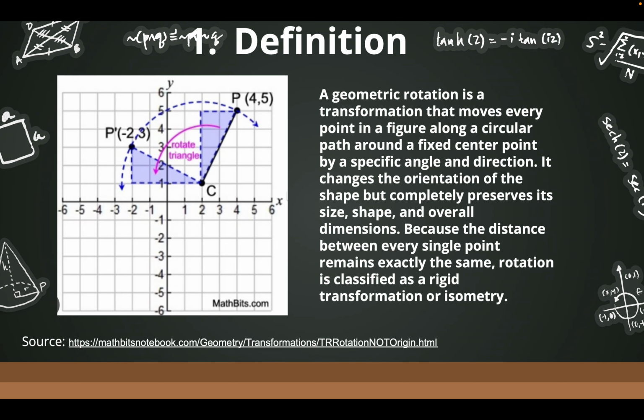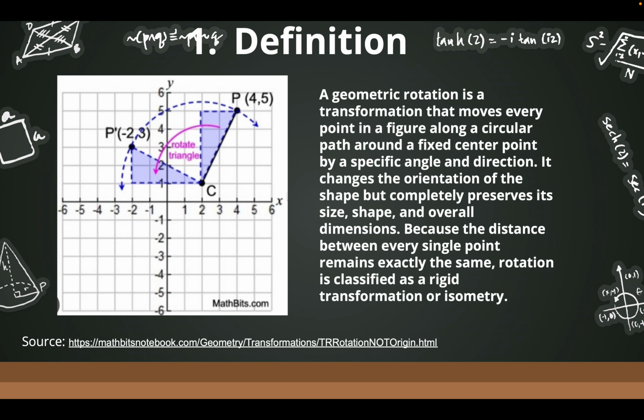Okay, first, what does it even mean to rotate a point? A rotation is a rigid motion that turns a figure around a fixed reference point designated as the center of rotation. In high school coordinate geometry, this center is standardly defined as the origin, or (0, 0).